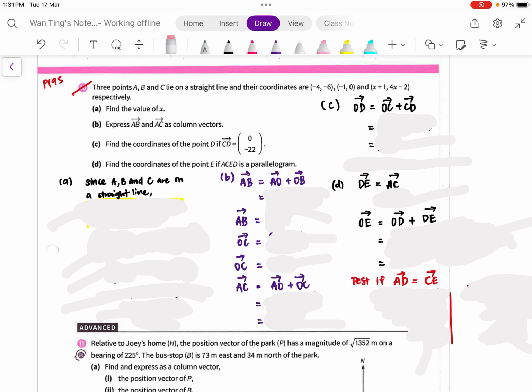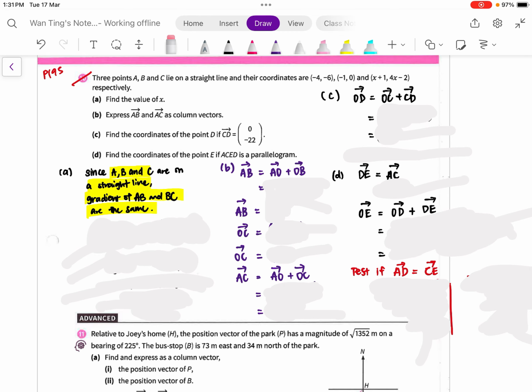So how do I find the value of x? Since I know that 3 points lie on the same straight line, I can state that their gradients are the same. So gradient of AB equals gradient of BC. So how to find gradient? Remember, y2 minus y1 over x2 minus x1. So I use the coordinates and my formula for gradient.